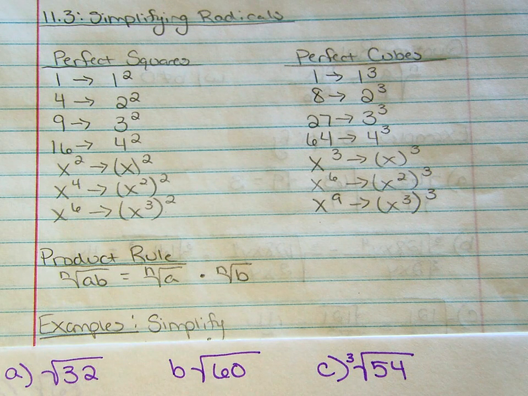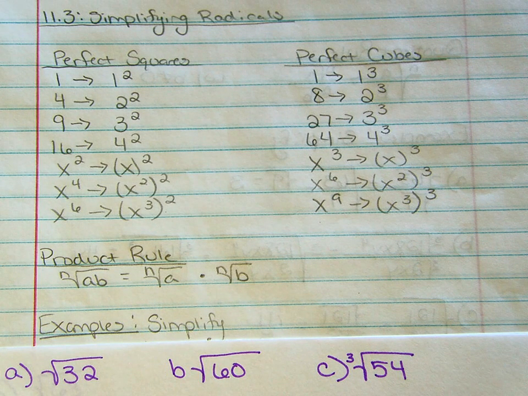One safe way of working through any of these problems, though, is to do a factor tree on whatever it is that is underneath your radical. That is always a safe bet to go back to if you don't know what perfect square or perfect cube may live within a number or an expression.